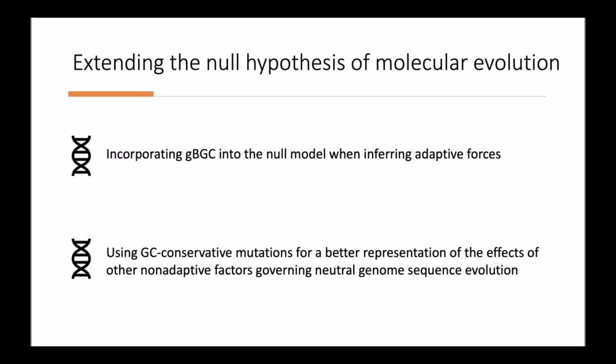And even though the force that we inferred was weak, we did see its effect on the diversity pattern. That's why I can suggest that incorporating the GC biased gene conversion into your null model is important when you're trying to infer the adaptive forces. Or if you want to get a better picture of the non-adaptive forces other than the GC biased gene conversion, it's wise to focus on the GC conservative mutations.